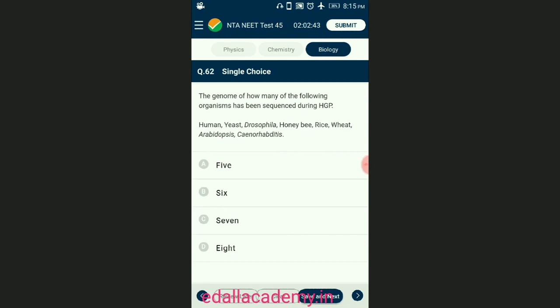How many of the following organisms have been sequenced during Human Genome Project? Many non-human model organisms such as bacteria, yeast, Caenorhabditis elegans, a free-living non-pathogenic nematode, Drosophila, commonly called fruit fly, and plants such as rice and Arabidopsis have also been sequenced. Also the human genome has been completely sequenced. So the answer for this question is option B, 6. There are 6 of the following organisms sequenced during Human Genome Project.